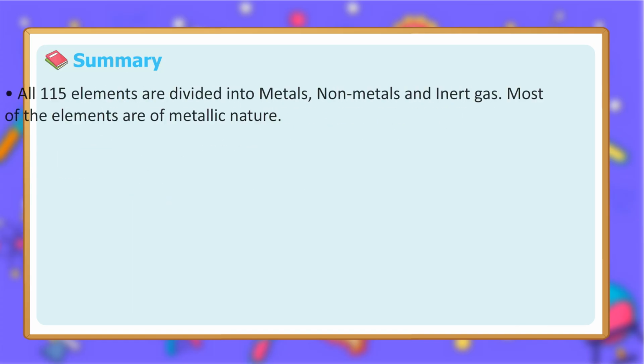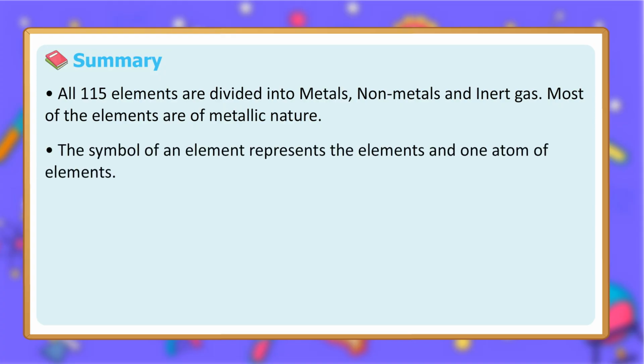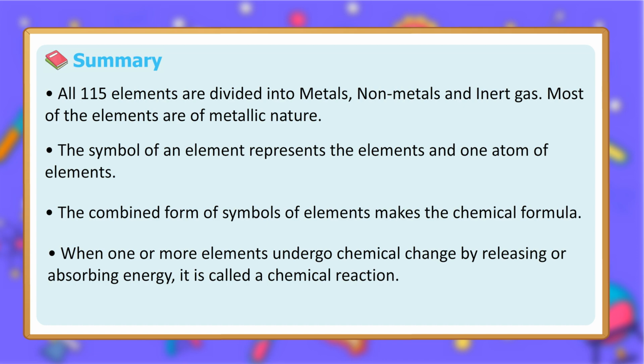All 115 elements are divided into metals, non-metals and inert gases. Most of the elements are of metallic nature. The symbol of an element represents the element and one atom of the element. The combined form of symbols of elements makes the chemical formula.